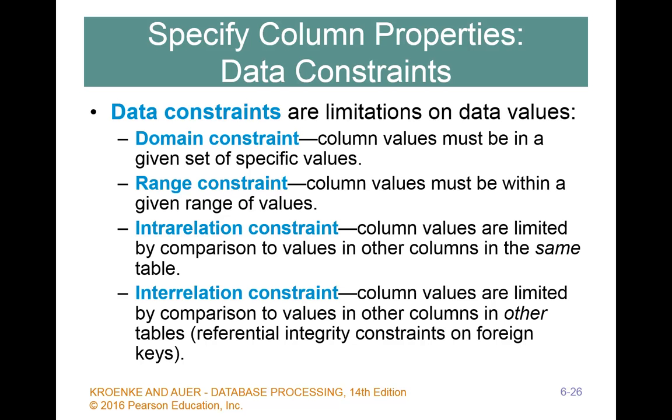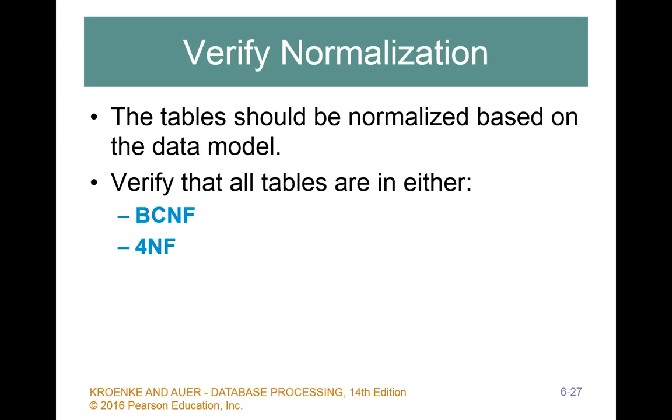The last step of step one would be to verify normalization, as we talked about. Tables should be normalized based on whatever data model we're using. We need to verify that all tables are either in Boyce-Codd normal form or fourth normal form for this particular class. Remember, for Boyce-Codd normal form, we just need to make sure that every determinant in that particular table is a candidate key. And in fourth normal form, we need to make sure that we eliminate any many-to-many type relationships or any multi-value, multi-column type relationships or situations. Okay, this is the end of part one.